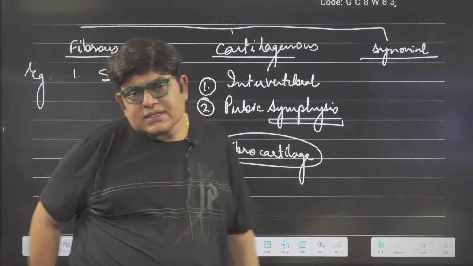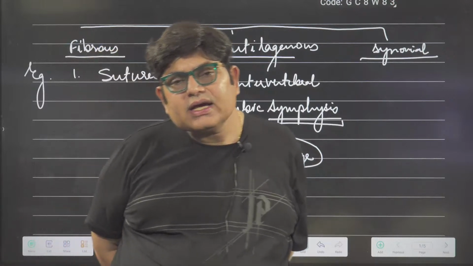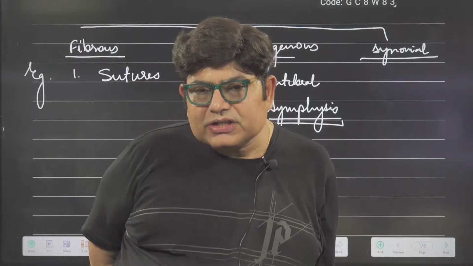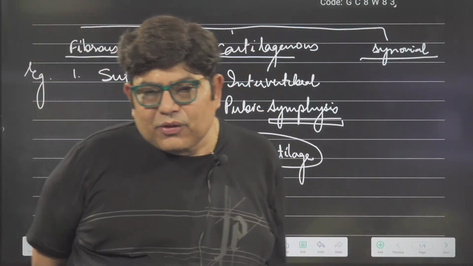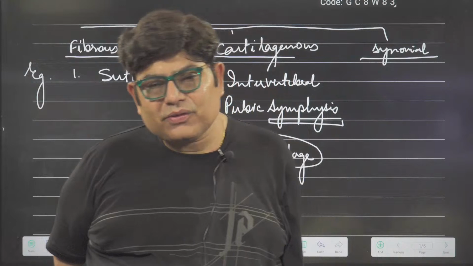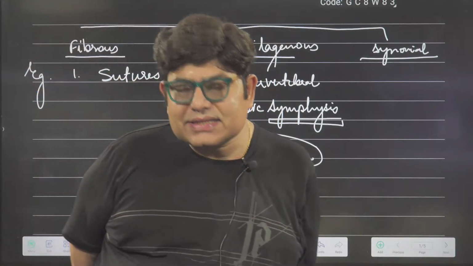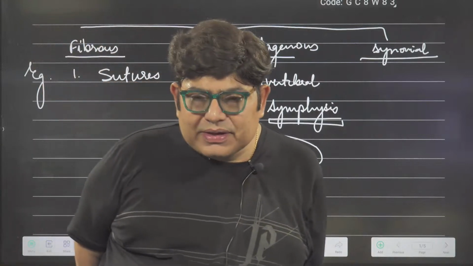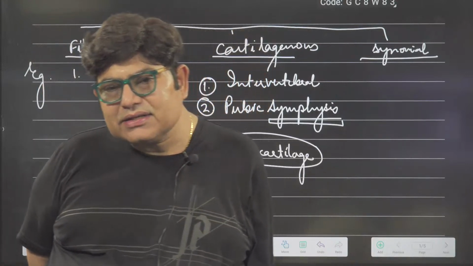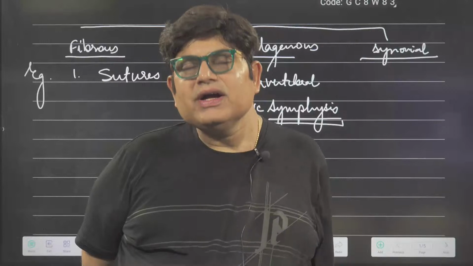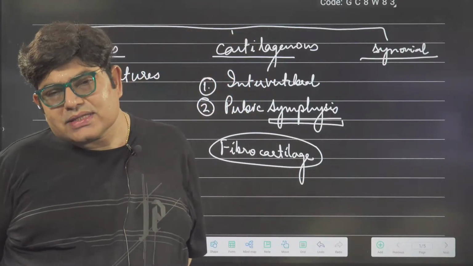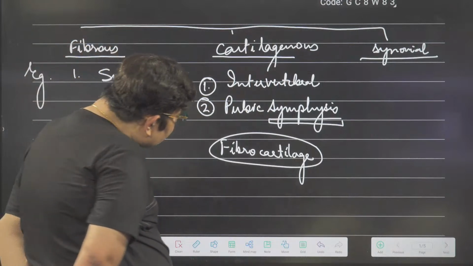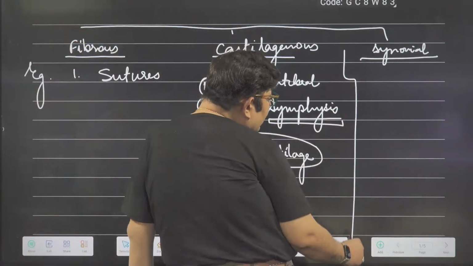Pubic symphysis is normally immovable. But in women, at the time of parturition, with the help of a hormone like relaxin, a peptide hormone, the pubic symphysis becomes somewhat movable. And you know the obvious reason why the pubic symphysis moves at the time of parturition: to assist in childbirth.